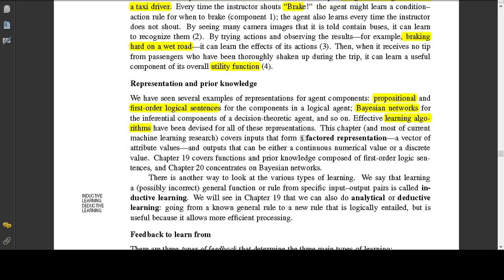The inputs form a factored representation, a vector of attribute values, and the output can be either continuous numerical values or discrete values. When we talk about neural networks, they use this kind of knowledge representation. It's a factored representation. Input is considered as a vector of attribute values, and output can be a continuous numerical value, or it can be a discrete value.